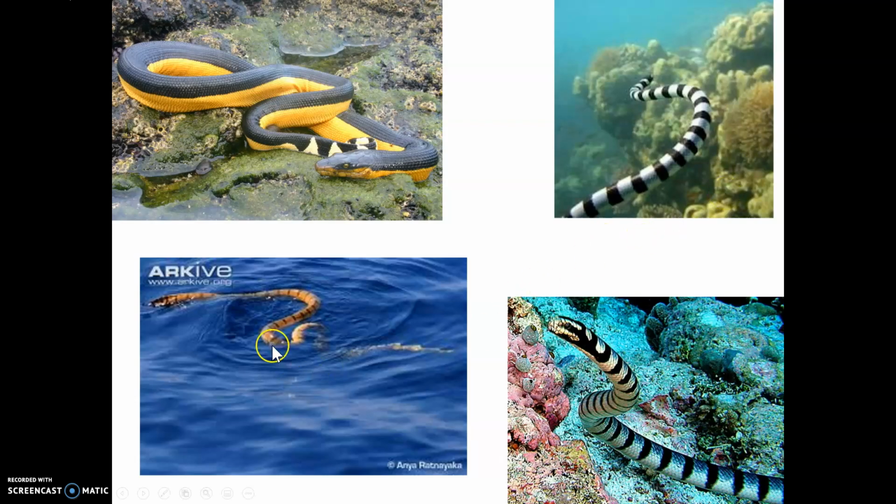So again, taking a look here, we can see here with our snake, we have a nice flat tail, which is going to help them move through that water. And again, we do see most of their habitat in the coral reef diving for their food.